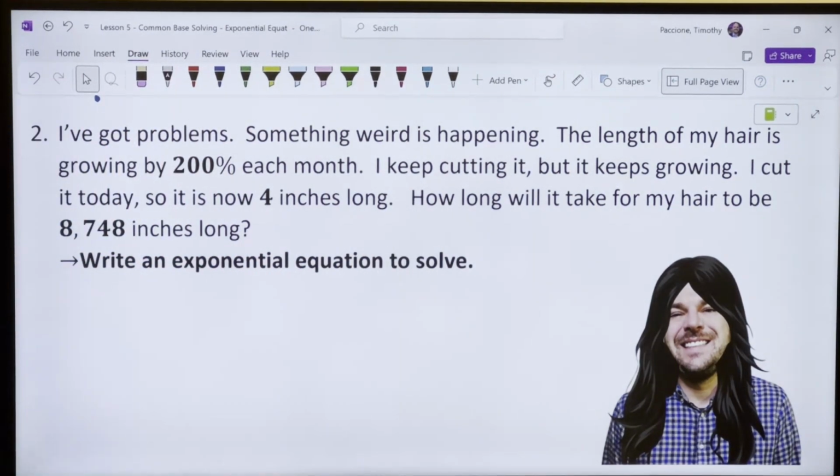So anyway, I'm upset about my baldness. So I met a genie and I made a wish. And it's not going well. Something weird is happening. The length of my hair is growing by 200% a month. That is not a normal rate, folks. That is a lot. I keep cutting it, but it keeps growing. I cut it today. It's now 4 inches long. How long will it take for my hair to be 8,748 inches long, which is, I think, about 700 feet?